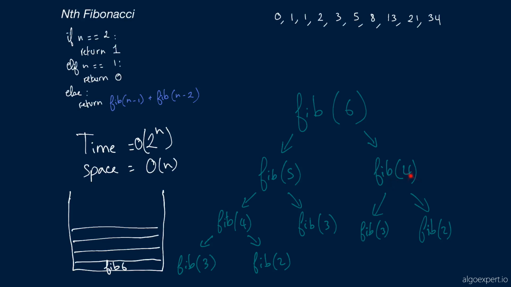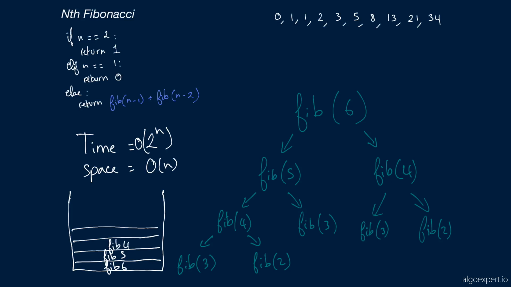Before it even calls fib of 4, it calls fib of 5, right? There's an order to this. And it starts with fib of 5. So then fib of 5 goes on the call stack here. And then fib of 5 calls fib of 4 and fib of 3. But at the beginning, it calls fib of 4. So fib of 4 goes on the call stack.